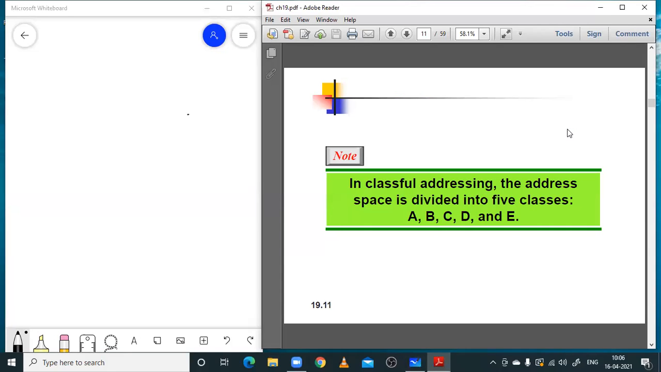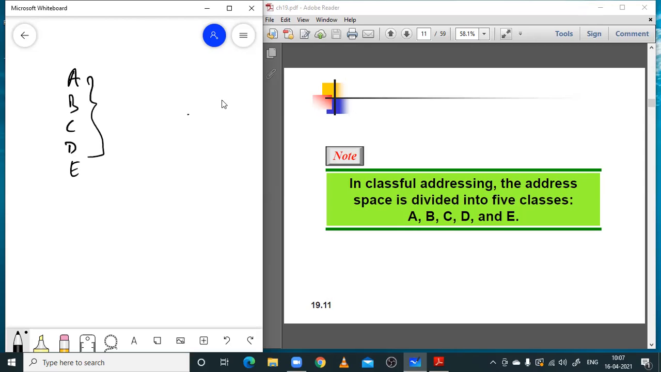So according to IPv4 addressing, there are different classes for us. What are those classes? A, B, C, D, E. These are all called classful addressing. There are 5 classes made according to IPv4 addressing. So all this A, B, C, D, E is called classful addressing.